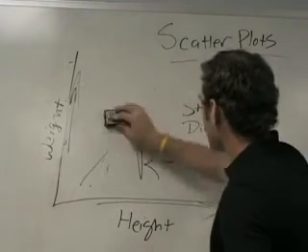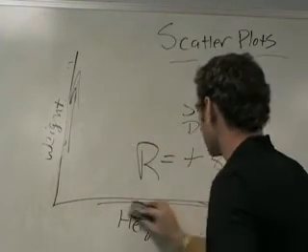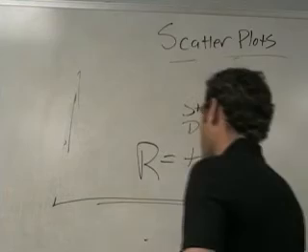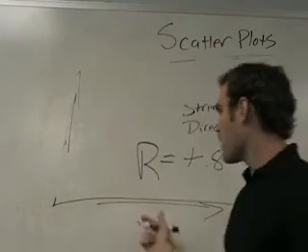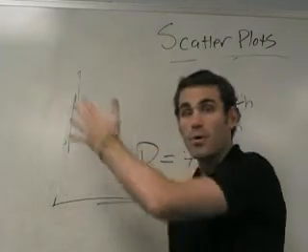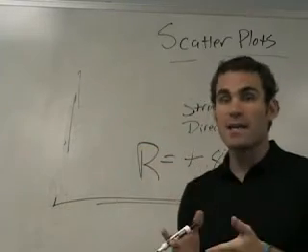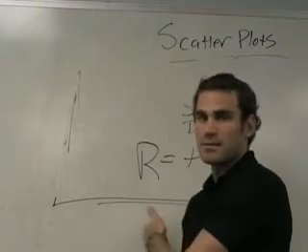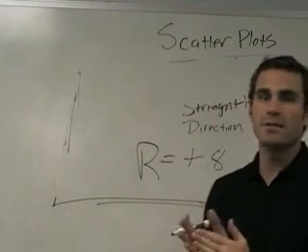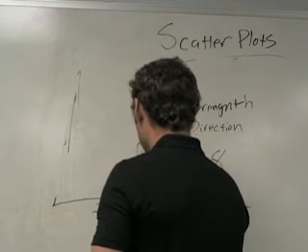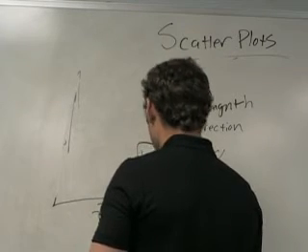Now, negative correlation is something like, positive is when one variable goes up, the other variable goes up. But negative correlation, as one variable decreases, the other variable increases. And think about something like birth year and age.